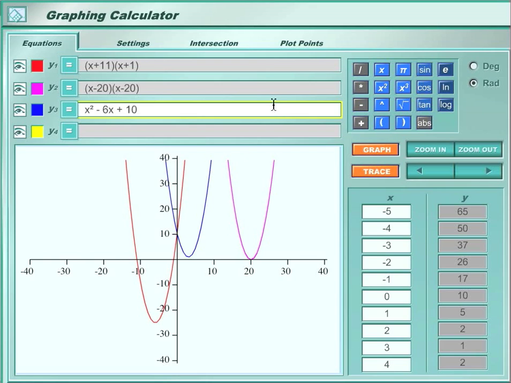So lots of stuff is going on in this first problem, and I hope that helps. Let's get on to the second problem.